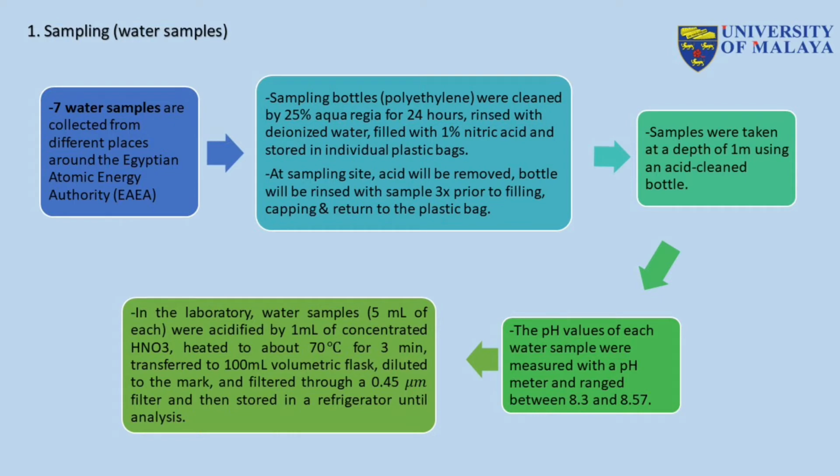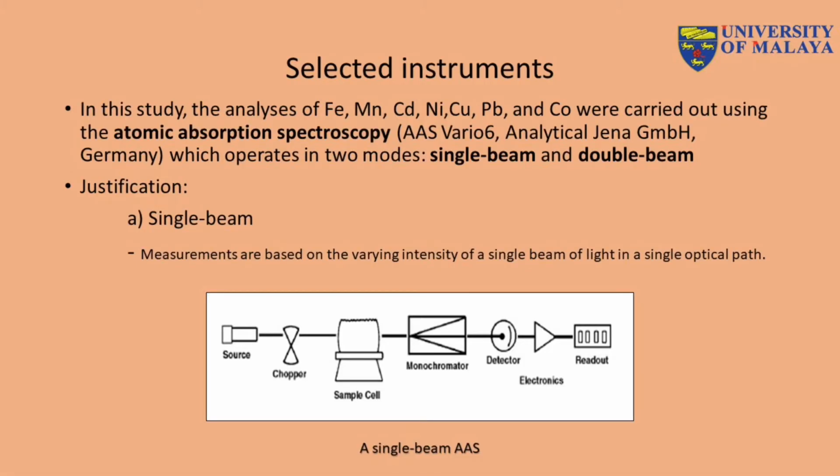The water samples were taken at a depth of 1 meter using an acid-cleaned bottle. The pH value of each water sample was measured with a pH meter, ranging between 8.3 and 8.57. In the laboratory, 5 ml of each water sample were acidified by 1 ml of concentrated nitric acid, and then heated to 70 degrees C for 3 minutes and transferred to a 100 ml volumetric flask, and then diluted to the mark and filtered through a 0.45 micrometer filter and then stored in a refrigerator until analysis.